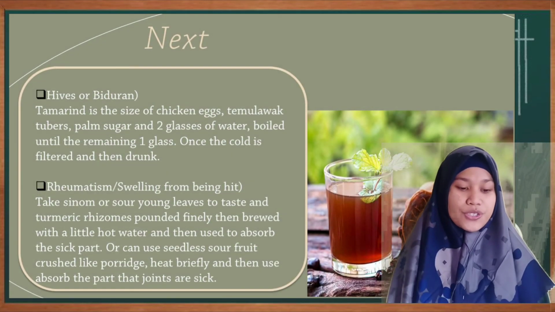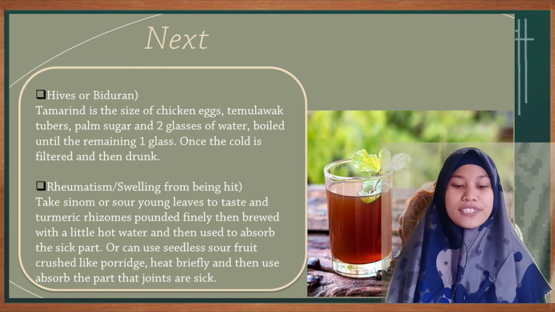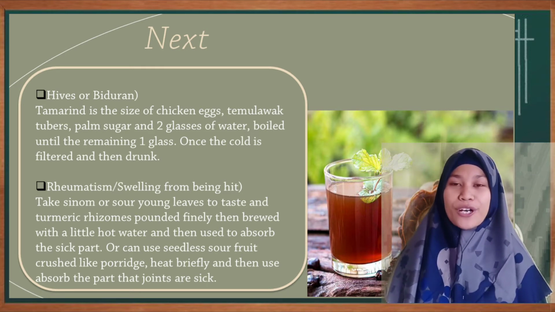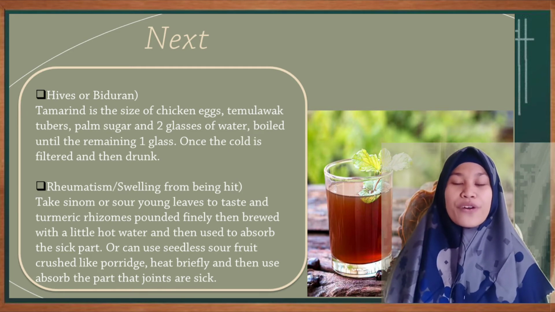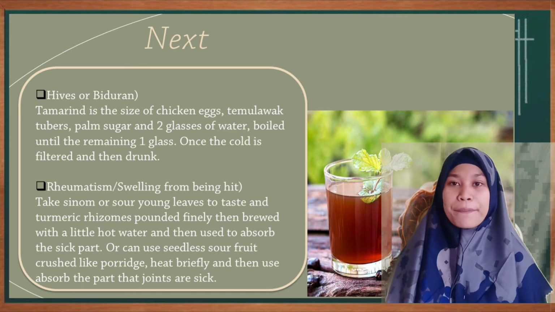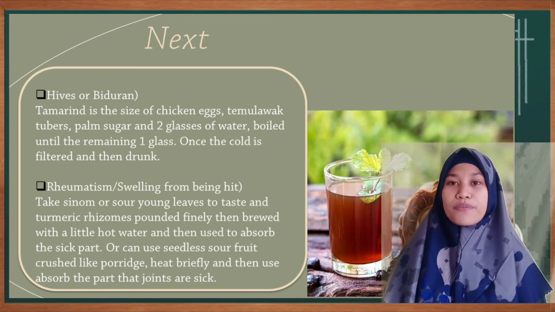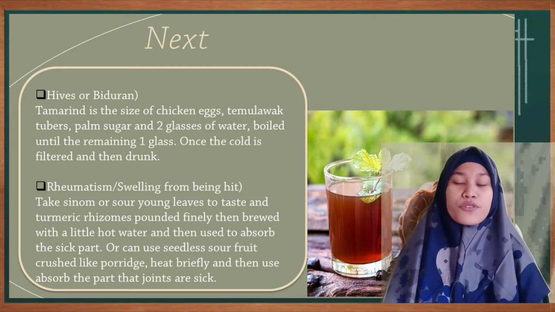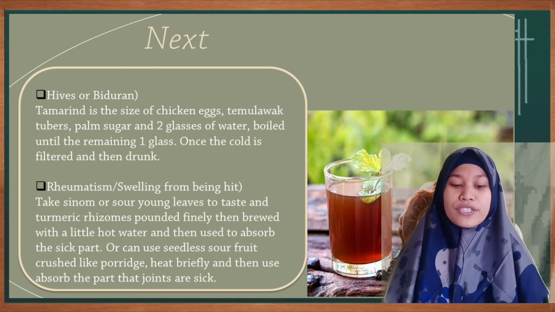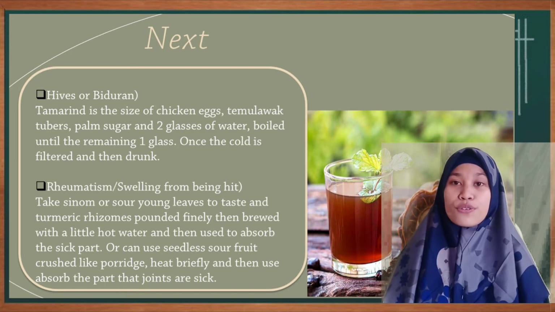Okay, next the third is hives or biduran. Tamarind the size of a chicken egg, temulawak tubers, palm sugar, and 2 glasses of water, boiled until 1 glass remains. Once cold, it is filtered and drunk. The fourth is rheumatism or swelling from being hit. Take sedum or sour young leaves, 2 dates, and turmeric rhizome. Pound it finely, then brew it with a little hot water and then use it to compress the sick part. Or you can use slightly softened crushed fruit, then use it to compress the sick joints.